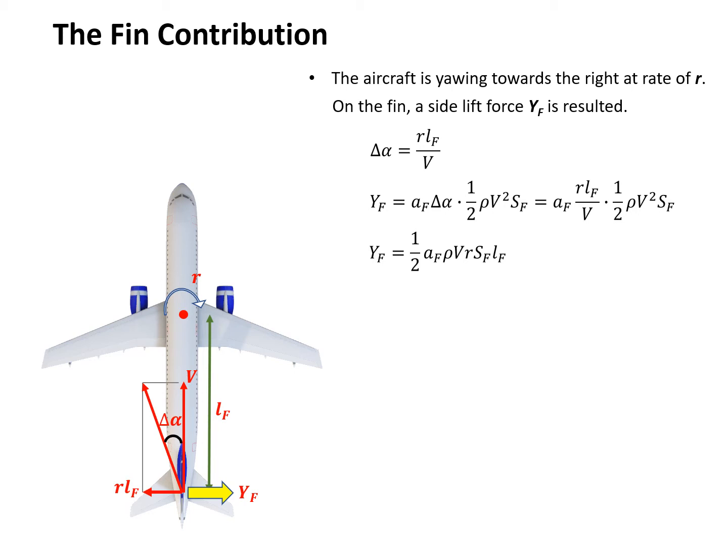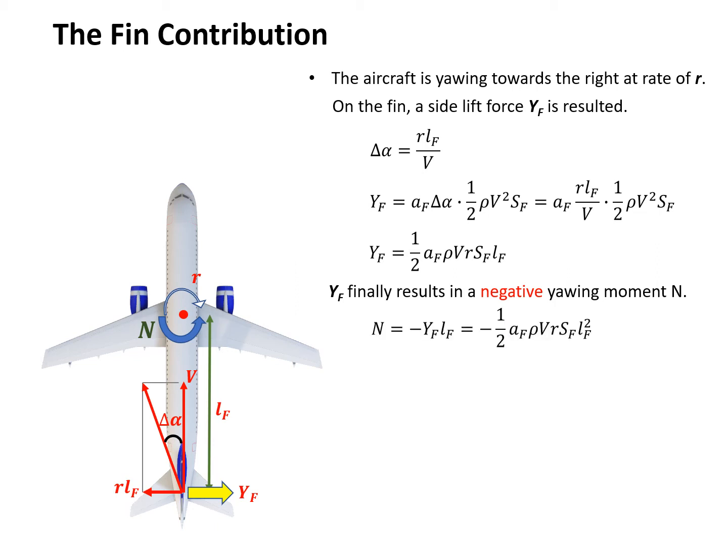So we know YF. Since we are looking at the yawing moment, which is N, this YF, pointing towards the right, will produce a negative yawing moment N. So we can write down N as negative YF times lf. Pay attention to this negative sign. Why do we get the negative sign? Because it follows the right-hand system. So we plug in YF, and we get this relation.